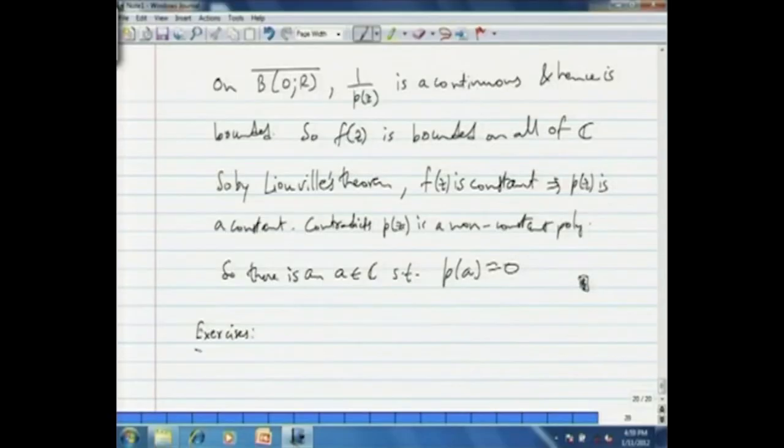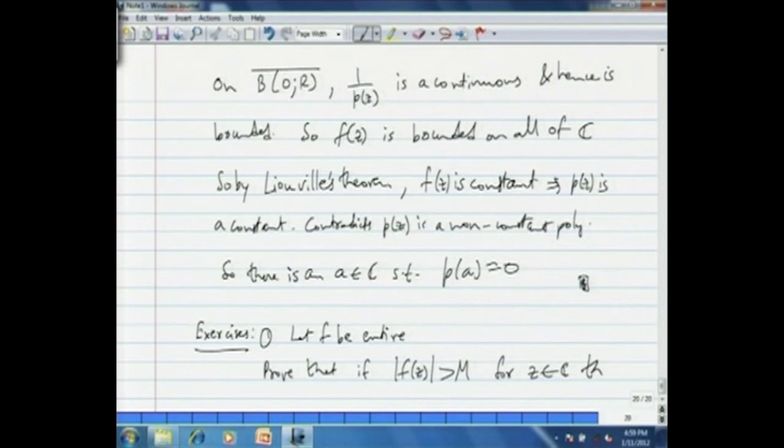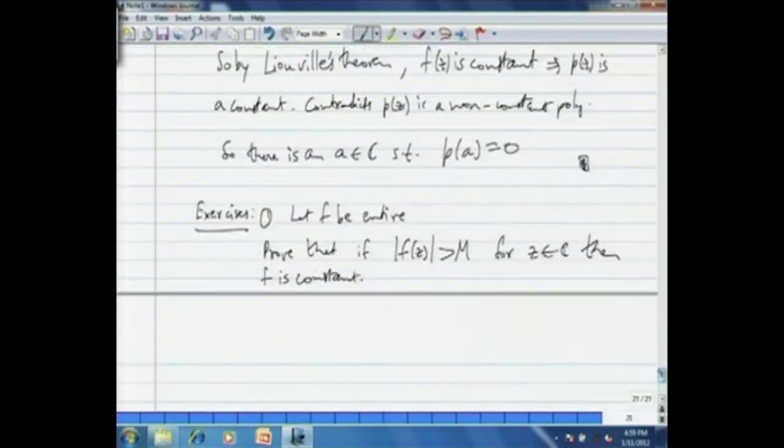We will stop this session here. I will give a couple of exercises to the viewer. Here is exercise 1. Let f be entire. Prove that if the modulus of f of z is strictly greater than M for all z belongs to C, then f is a constant function. So, that is the first exercise.